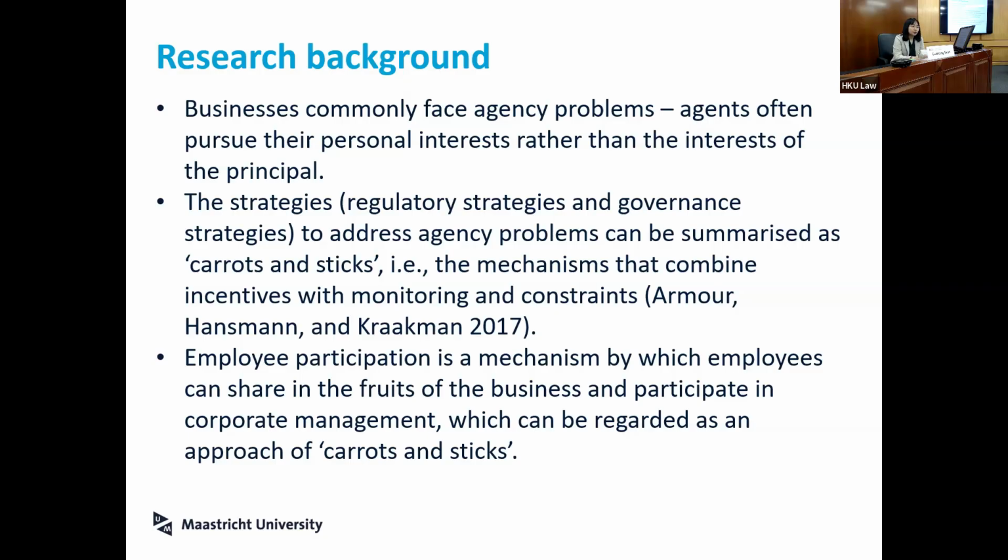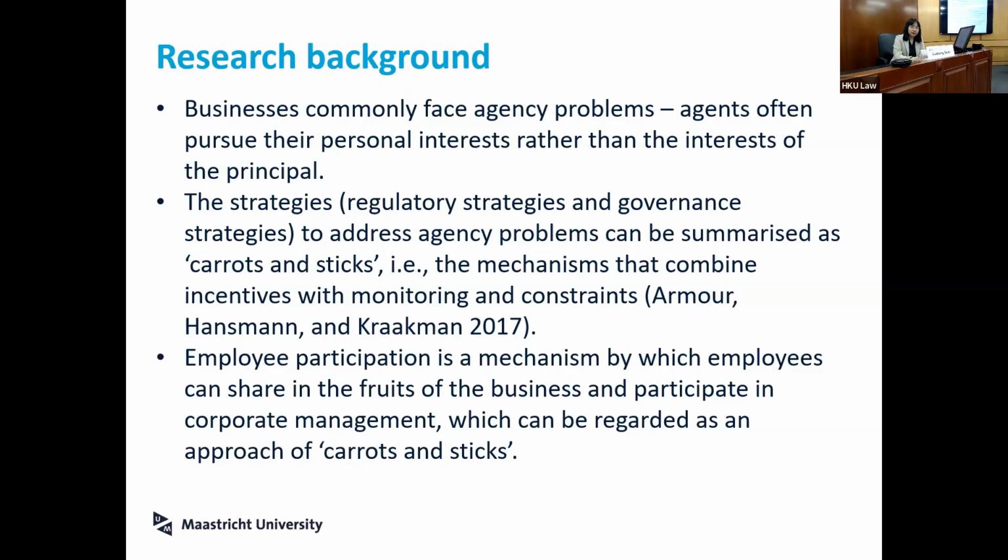Then there are two major strategies to address agency problems, namely regulatory strategies and governance strategies. I'll also elaborate on these strategies later. But we must know that these strategies can be summarized as carrots and sticks. Carrots means incentives, and sticks means monitoring and constraints. So a typical mechanism to address agency problems can be summarized as carrots and sticks, a mechanism that combines incentives with monitoring and constraints.